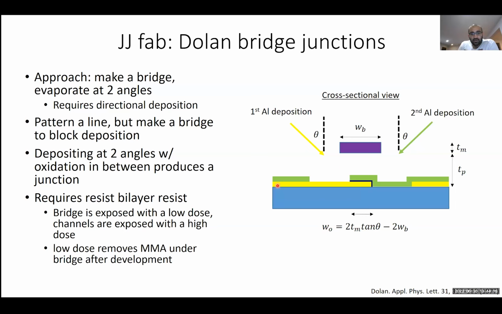So in the first round, you just have the yellow part, and then you oxidize, and that will create an oxide right here. And then you do the second deposition in the opposite angle, and that will form this Josephson junction right here.